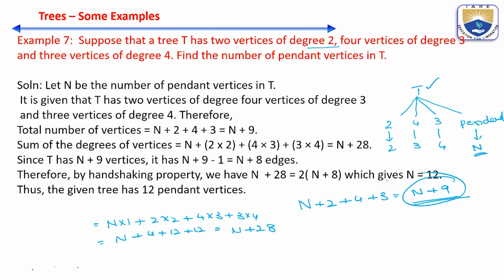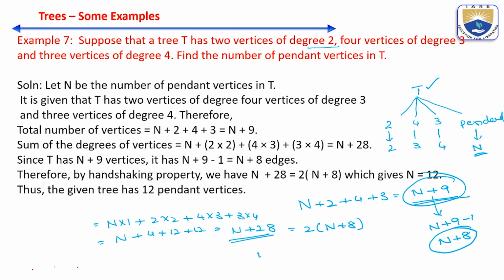So how many vertices is it having? N plus 9 vertices. How many edges is it having? If a tree has n vertices, how many edges does it have? N minus 1 edges. So it is having n plus 9 minus 1 edges, which is n plus 8 edges. By the handshaking property, the sum of the degrees of all vertices must be equal to 2 into (n plus 8).